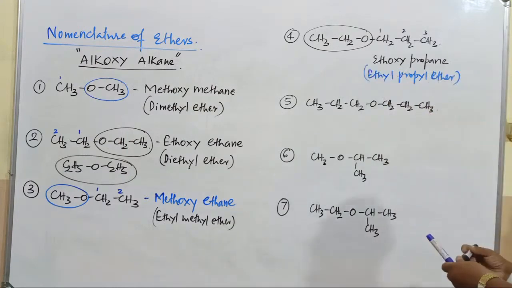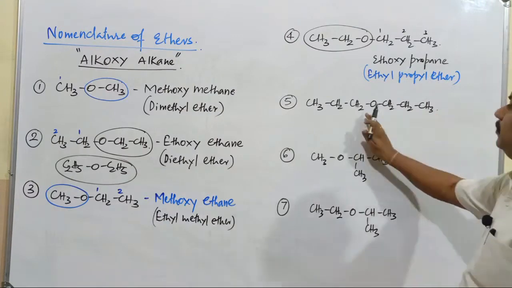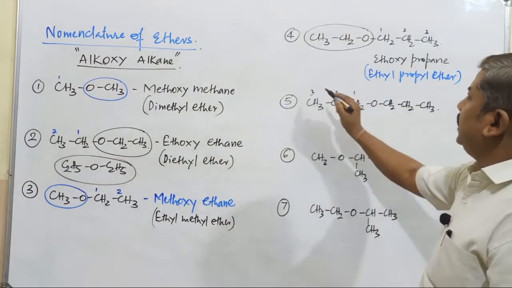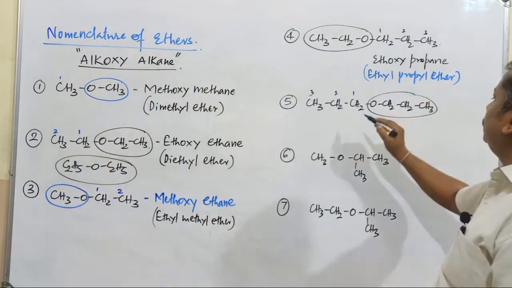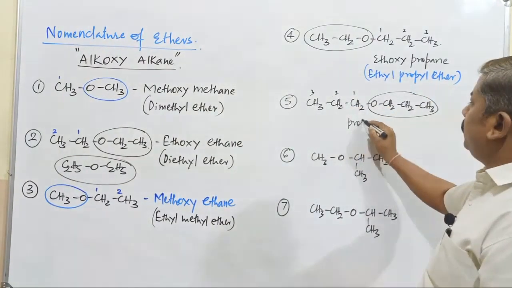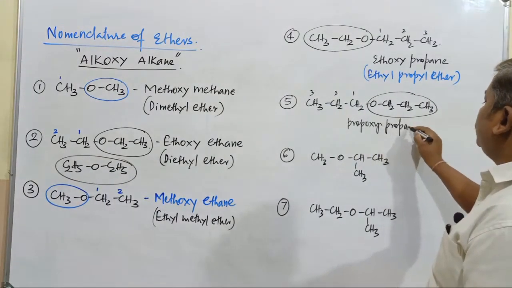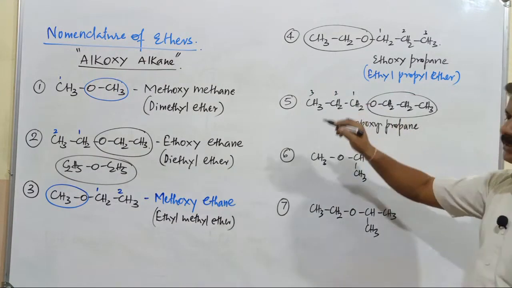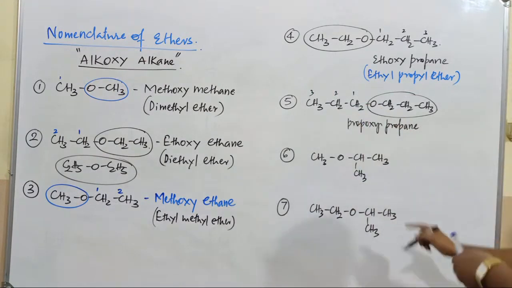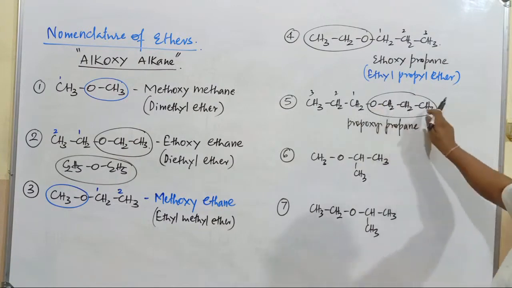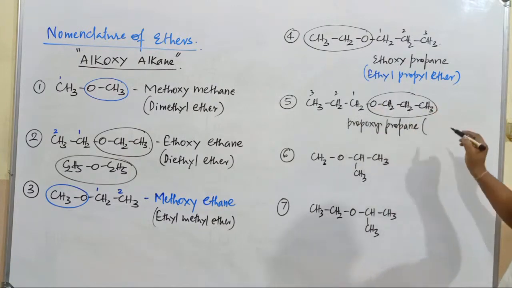This compound is next one. This side 3 carbon atoms, this side 3 carbon atoms. You take any one. It is 1, it is 2, it is 3. Now this group is called what? Propoxy. It is propoxy. Propane. Why is it propane, students? It is propane because the longest chain has 3 carbon atoms. Propoxy is because oxygen is with the alkyl group with 3 carbon atoms. Propoxypropane. What's the common name of this compound?